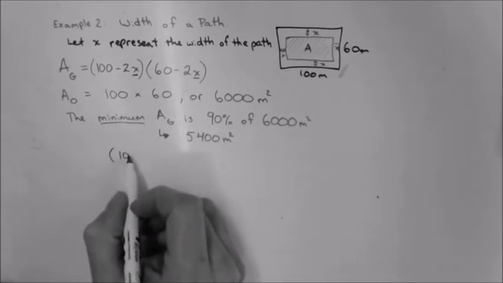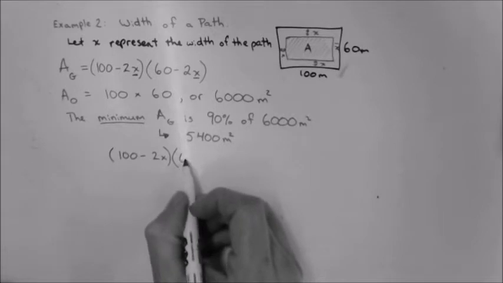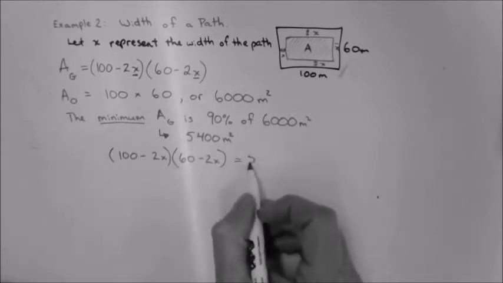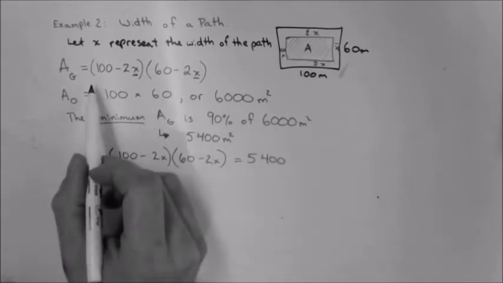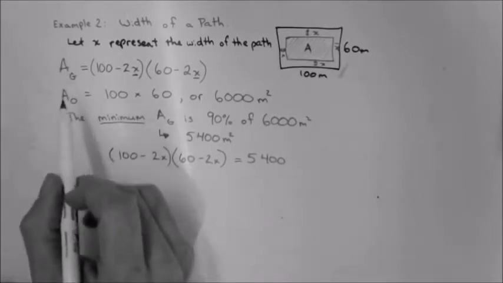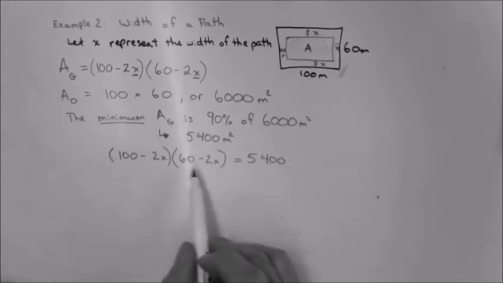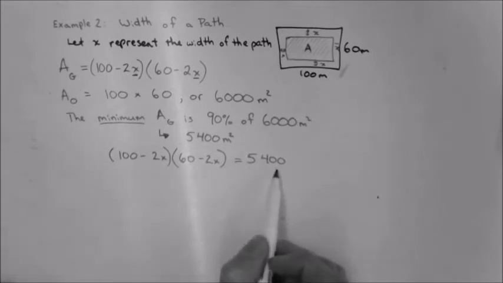So here we go, 100 minus 2x times 60 minus 2x equals 5,400. So all I've done is taken our equation for the area of the grass and said, what is x going to be so that the area of the grass is 5,400 meters squared.